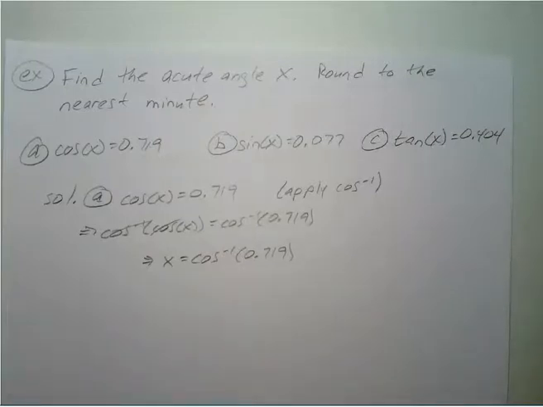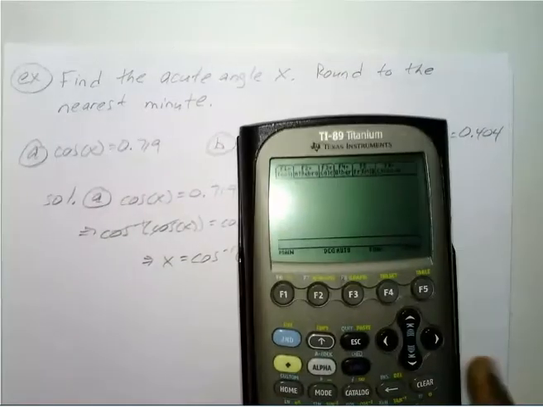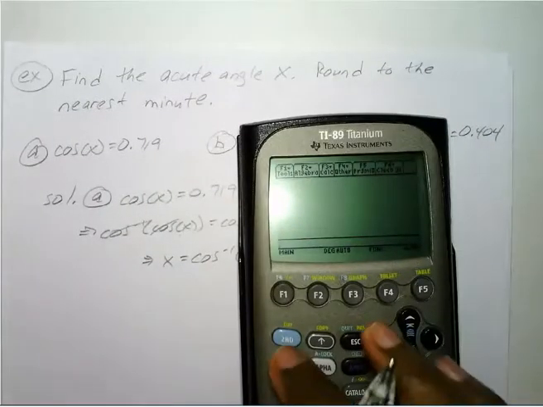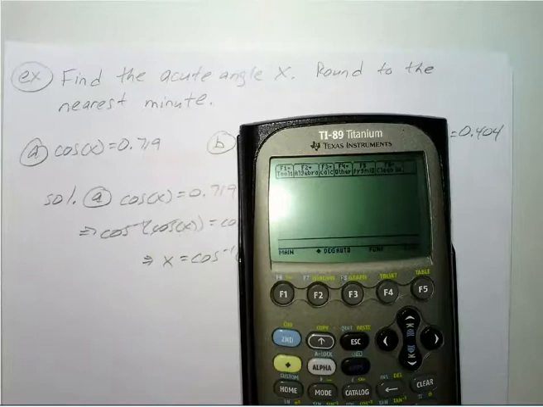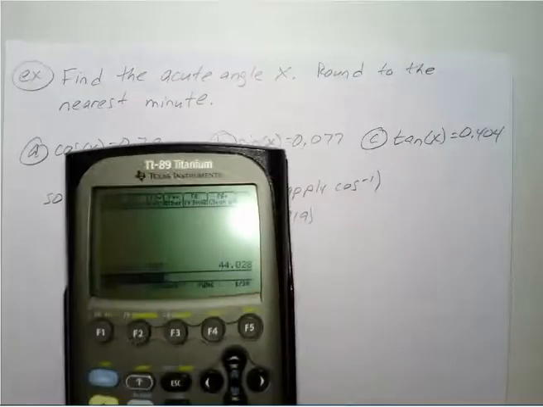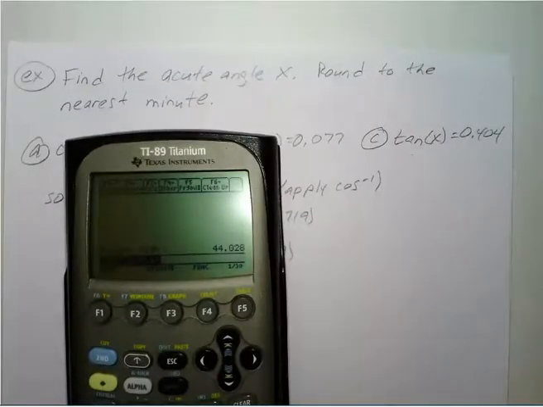Okay, and that you plug into your calculator. You put that here, so you have cosine inverse of 0.719. Move that over, you can see the answer: 44.028 degrees.